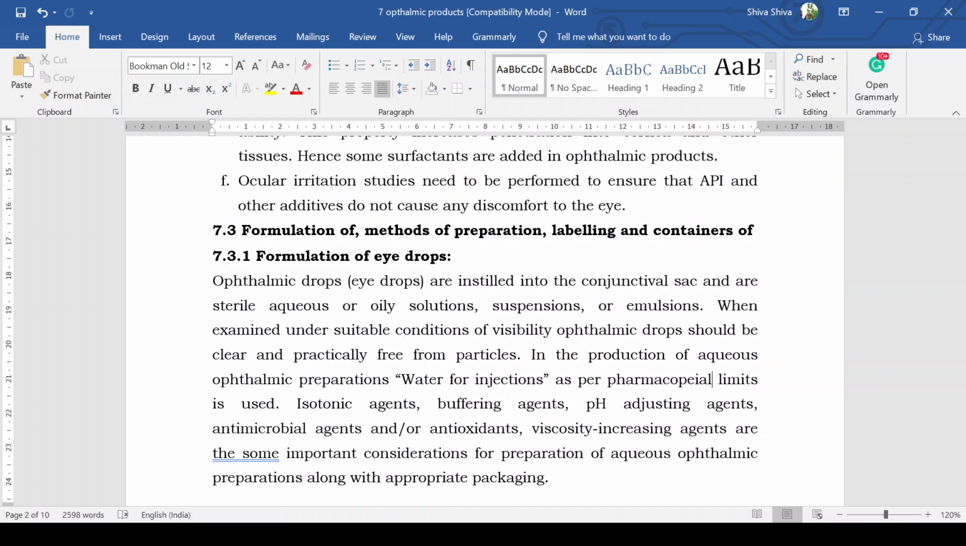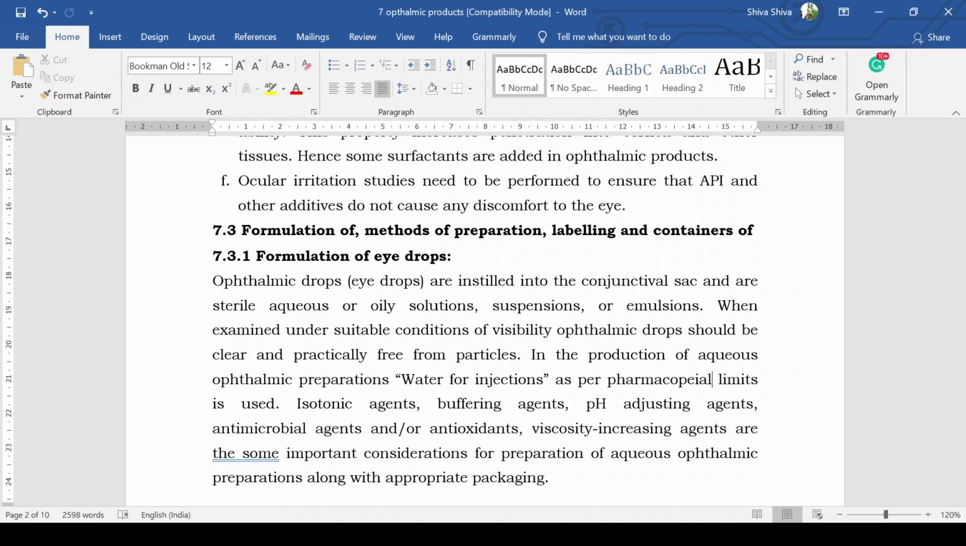Now, which are the excipients which are generally added for the formulation of eye drops? So, isotonic agents, as already discussed, are used to maintain the osmotic pressure as that of the eye. Then buffering agents and pH adjusting agents are used. Buffering agents are basically used to resist the change in pH, and pH adjusting agents are generally used to adjust the pH of the preparation or ophthalmic eye drops.